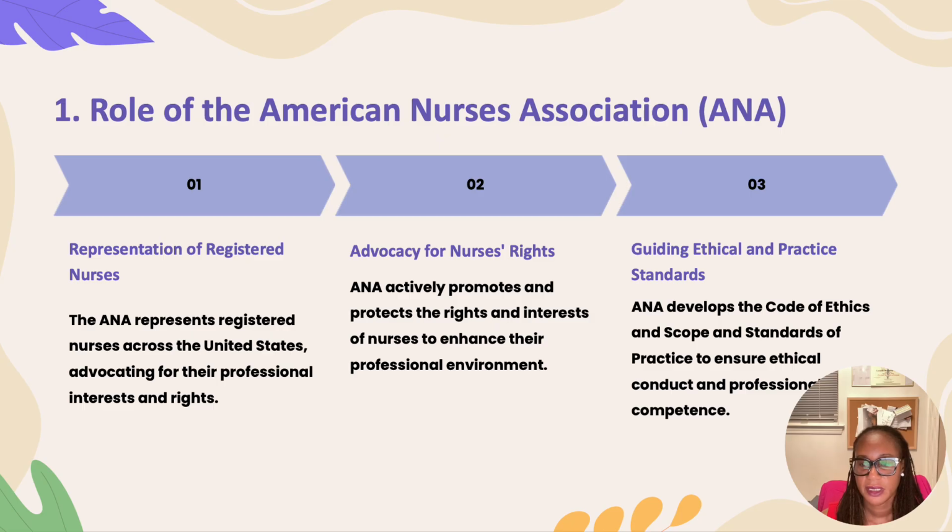Two main documents developed by the American Nurses Association include the Code of Ethics for Nurses, which is a guide for ethical decision making and professional conduct, and the nursing scope and standards of practice, which defines the who, what, where, when, why, and how of nursing practice.